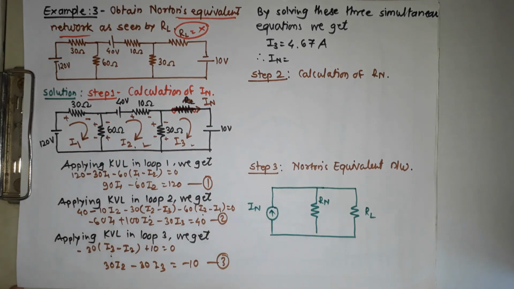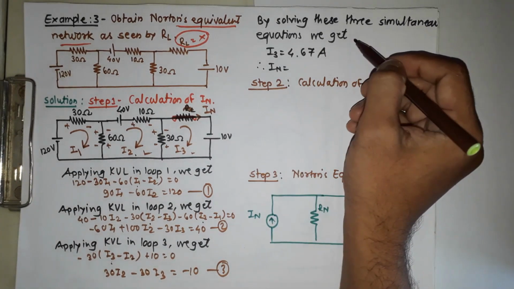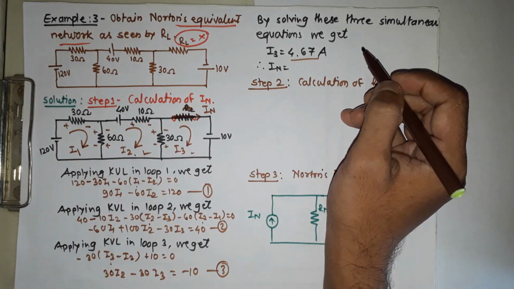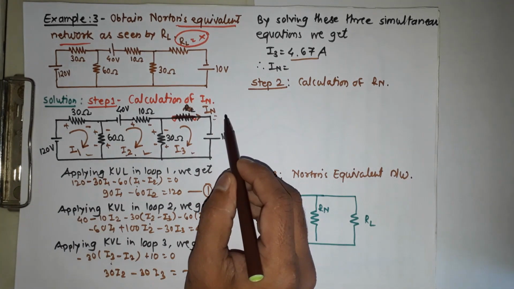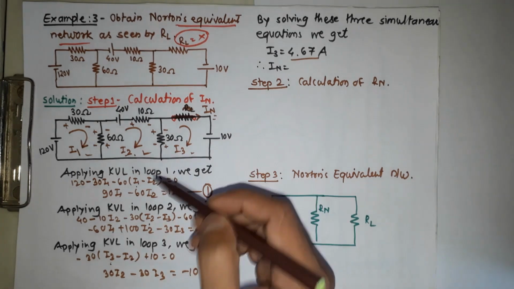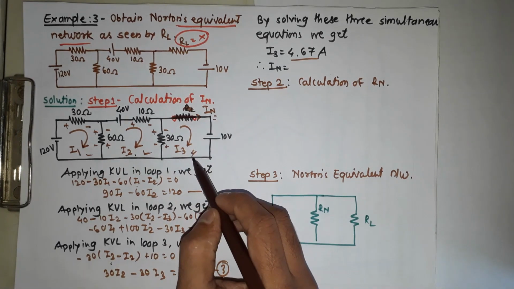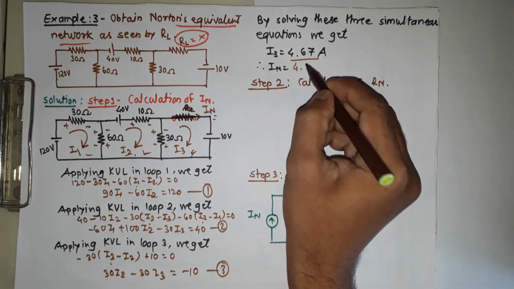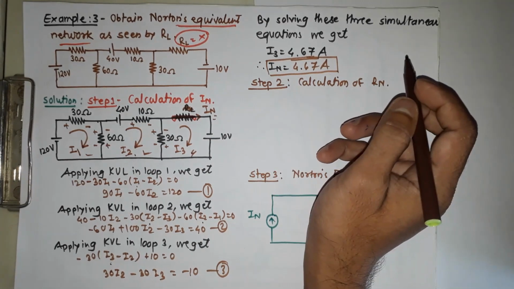Now by solving these three simultaneous equations, we get I3 is equal to 4.67 ampere. See here, there is no need to find I1 and I2 because this I3 is nothing but IN directly. So we are finding only I3. By solving these three equations, we got the values of I1, I2 and I3 in the calculator, but we are considering only the value of I3. So IN is nothing but I3, so it is 4.67 ampere. This is the final value for the Norton's current.